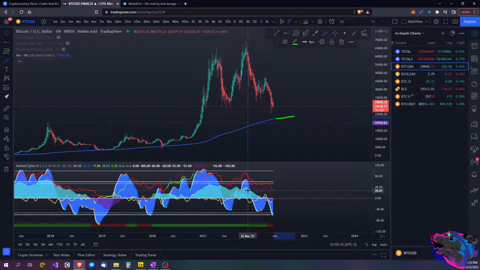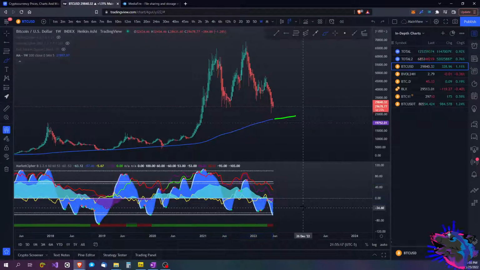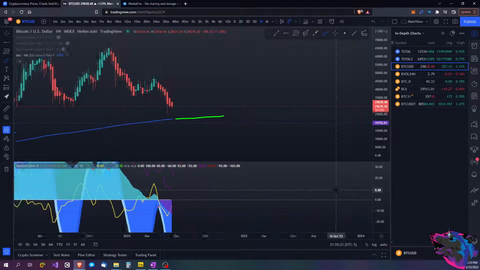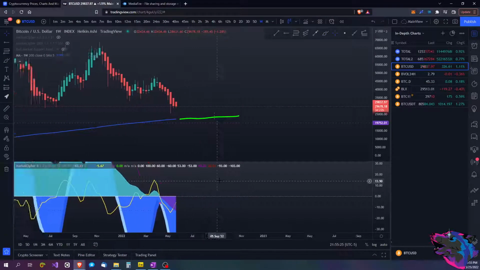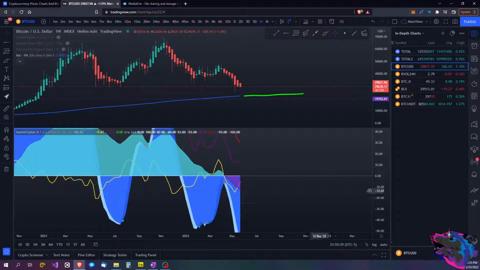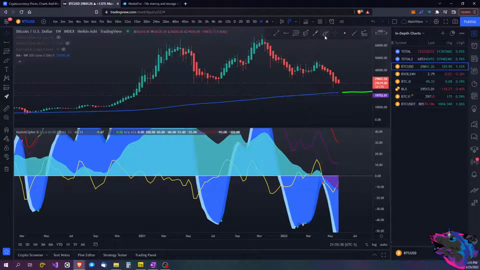Looking over here on Market Cipher, you could see money flow has been coming down for a little bit, still going to the downside, just barely into the red. Really haven't even been there that long. Zoom in a little bit here for you. You can see what's kind of going on with that VWAP. Yeah, it's heading back up, but that really doesn't mean much yet.